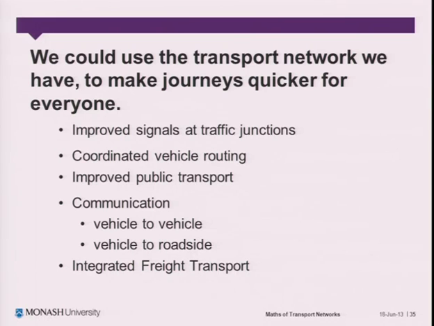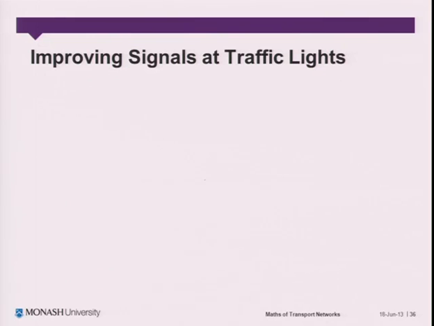I apologise. So improved public transport is a way of relieving congestion. Improving communication, so vehicle-to-vehicle communication and vehicle-to-roadside. And finally, I'm looking at integrated freight transport. Oh, and also finally, automated vehicle control. So let's first look at the traffic signals improvement.